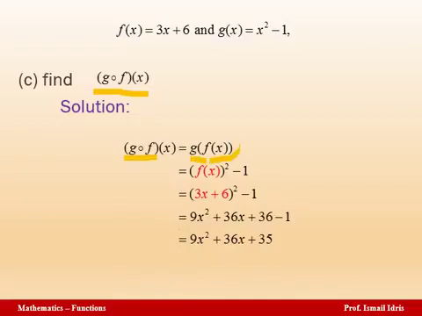Now, how can you find g of f of x? I will look at the function g. What is the function g? g of x equals x squared minus 1. g of y, what is g of y? g of y equals y squared minus 1. g of z equals z squared minus 1. So what is g of f of x? g of f of x will be (f of x) squared minus 1.